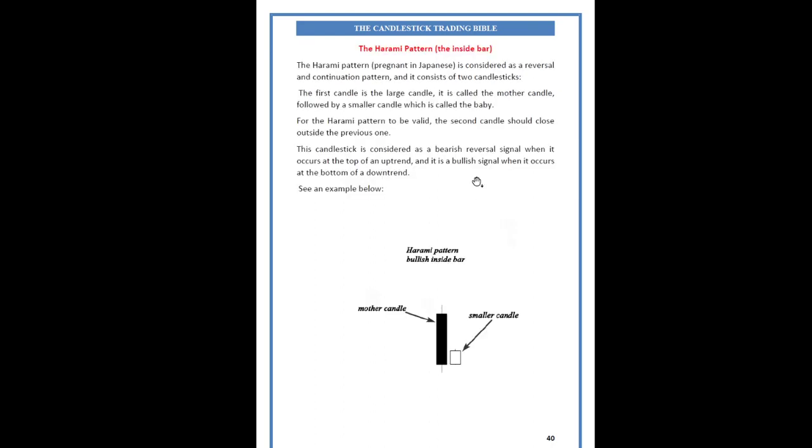confirmation. So next we have the Harami pattern, and this basically means pregnant in Japanese, so blessings definitely. And it's a reversal or continuation pattern, and it consists of two candlesticks. The first candle is the large candle, and that's the mother candle. And clearly from the name, the mother candle will be consuming the baby candle, which is the candle next to it. This pattern is considered a bearish reversal signal when it occurs at the top of an uptrend, and bullish when it occurs at the bottom of a downtrend.